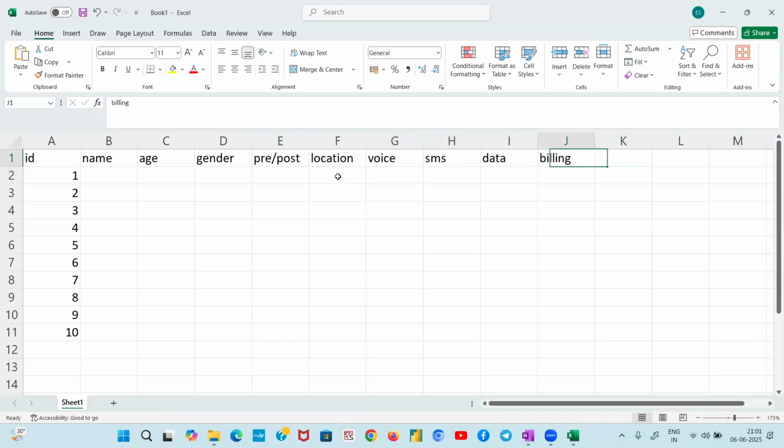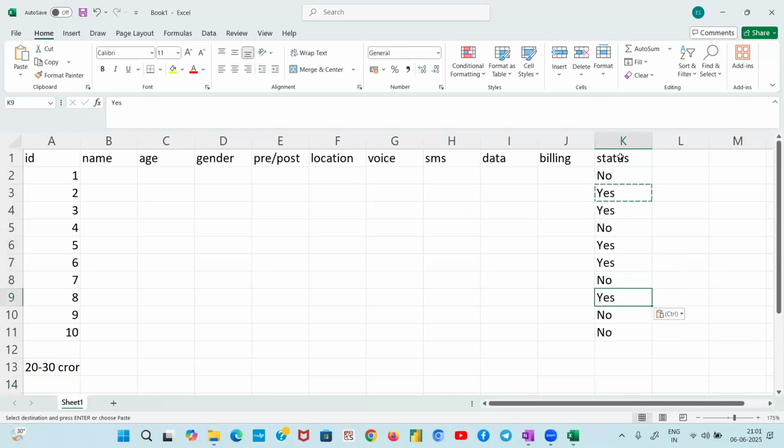How many customers will be there? We are not sure exactly. Somewhere around 20 to 30 crores of customers. I am writing 20 to 30 crores of customers will be there. But I am seeing every day the status. Every day customers are leaving the services from my data. So why am I writing no? It means they are no more with us. They already left. And if I write yes, it means they are still with us. Some people are still with us.